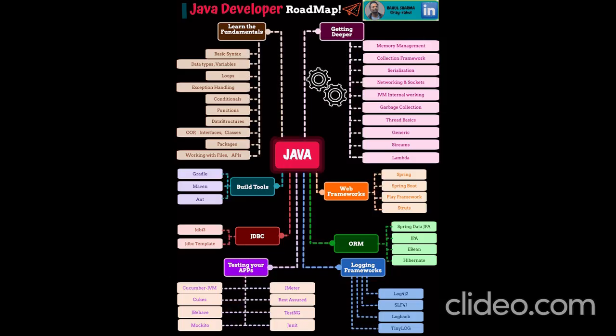4. What is the purpose of the final keyword? Final can be used with variables, methods, or classes. It means the variable can't change, the method can't be overridden, or the class can't be extended.